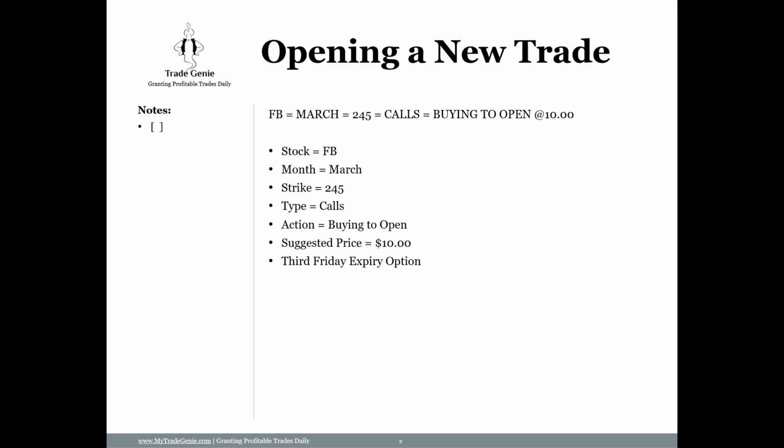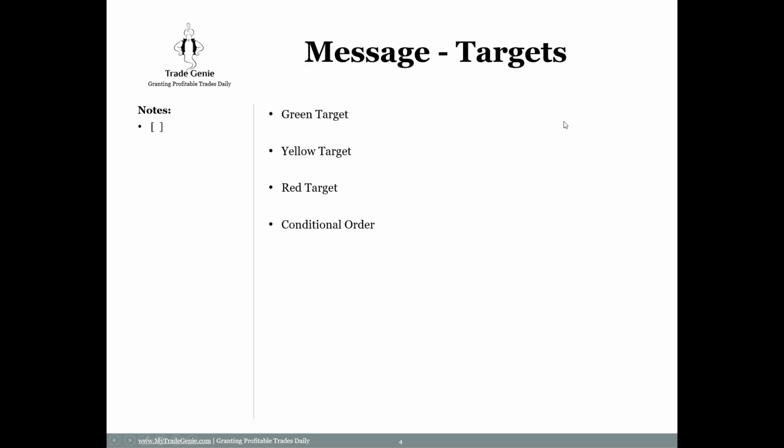Now, when we send the first alert, buying to open at 10, three targets are provided immediately after. I name them green, yellow, and red, like a traffic signal. Even my daughter knows what green, yellow, and red mean. So I'm explaining this to you, and then I'll explain the conditional order. I provide three targets, and I call them green, yellow, and red. I'll explain what the target means.